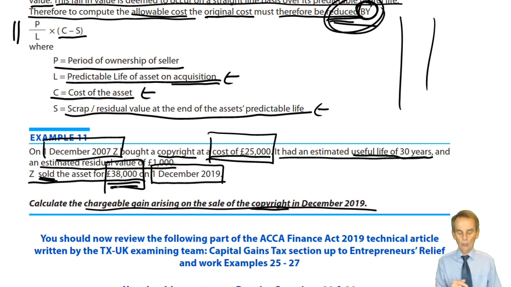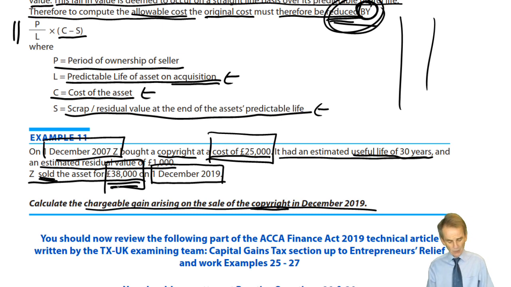The point I'm making is whether the actual value at the point of sale, as here, has gone up, or as you might have expected, has gone down, it doesn't matter. The calculations that you do are exactly the same. So better you meet this situation now rather than for the first time in the exam.